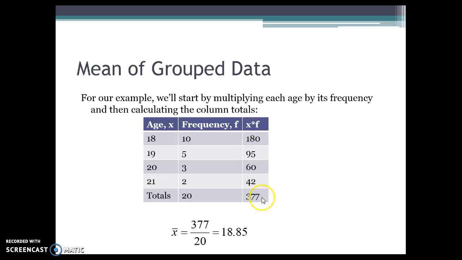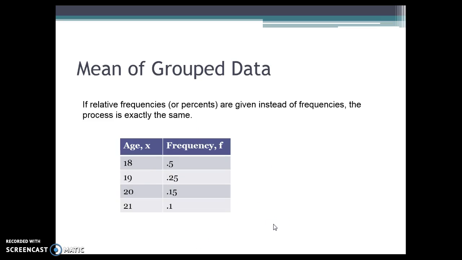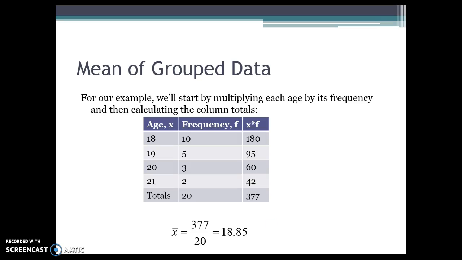So if we add all those up, we get 377. So that goes on the top here. Then the total frequencies, we just add up all the frequencies, we get 20. That goes on the bottom. That's 18.85. I want to point out here that in order to do this problem, if you wanted to list out all the observations, 18 plus 18 plus 18 plus 18, you could do that, and you would get exactly the same value. The formula works exactly the same.